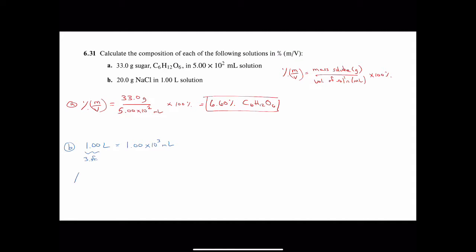So there we go. So then I'm just going to use my equation, which is percent mass over volume is going to equal the mass of my solute, and I have 20.0 grams of sodium chloride. The volume of my solution must be in milliliters. I've already done that. So 1.00 times 10 to the power of 3 milliliters, and then I multiply the whole thing by 100%. So when you punch that into your calculator, you end up with 2.00% sodium chloride in the solution. So that's how we calculate the composition of solutions in percent mass over volume.